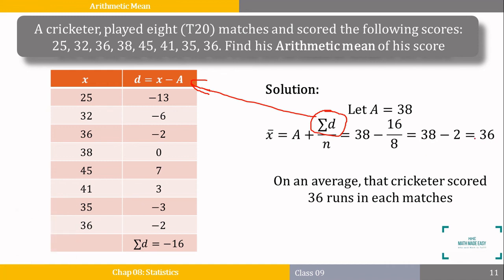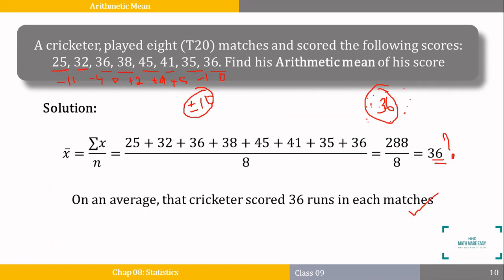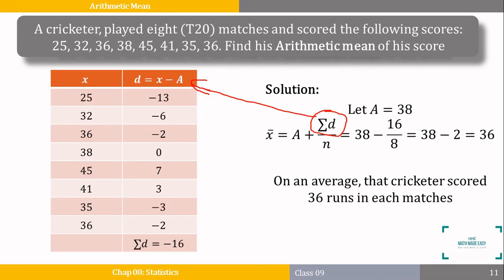So note that irrespective of the method you use to find the arithmetic mean, you get the same value. So you could choose any method to find the arithmetic mean of a set of observations. So again, on an average, the cricketer scored 36 runs in each match. Here we saw a different method from the previous problem, but we arrive at the same answer. So let's stop here.